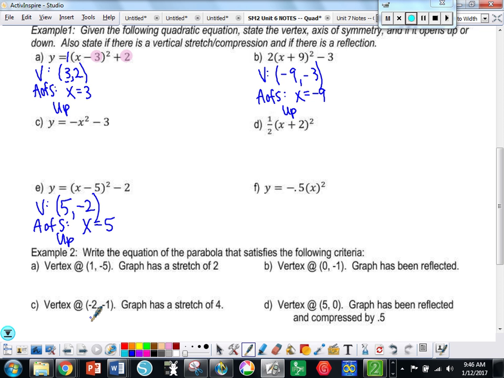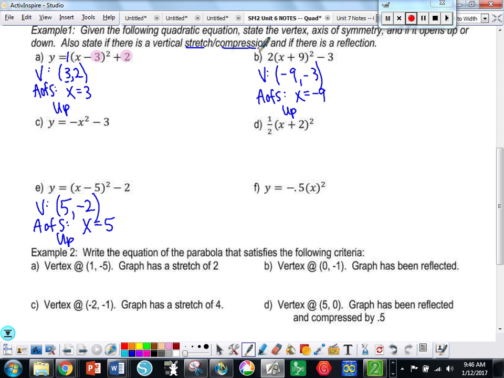Okay, let's see. Take the vertex, axis of symmetry. Does it open up or down? Also state if there is a vertical stretch or compression. These two can't be stretched and compressed at the same time. Can I pull it skinny and then push it fat at the same time? It's an accordion, right? You can't.